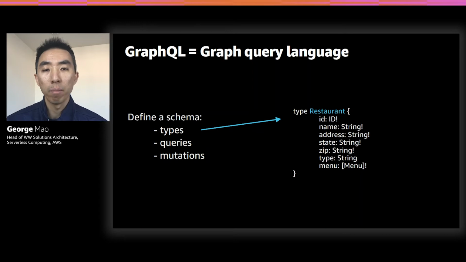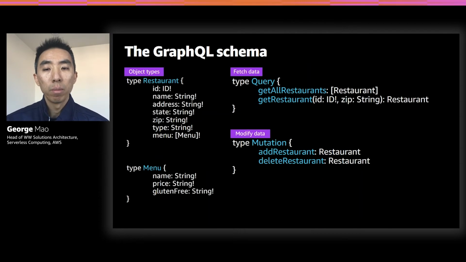And a restaurant can have many different properties, but we're going to define a restaurant to have an ID, a name, address, state, zip, as well as an optional list of menu items. So your object types could be restaurant, could be menu.